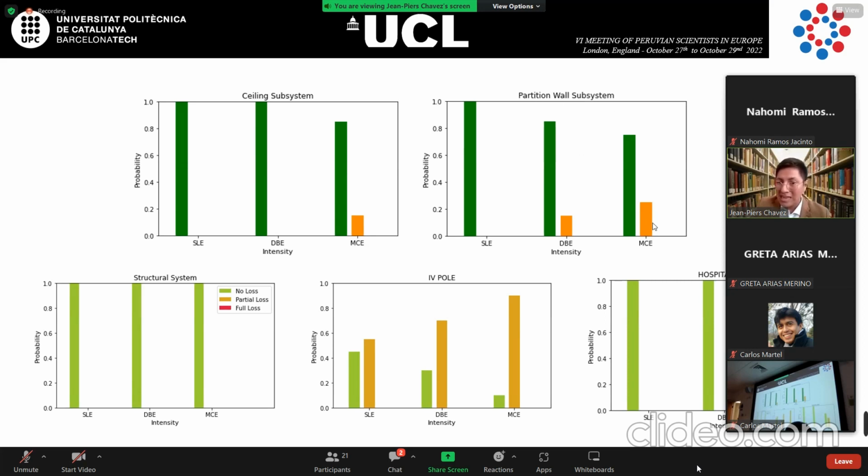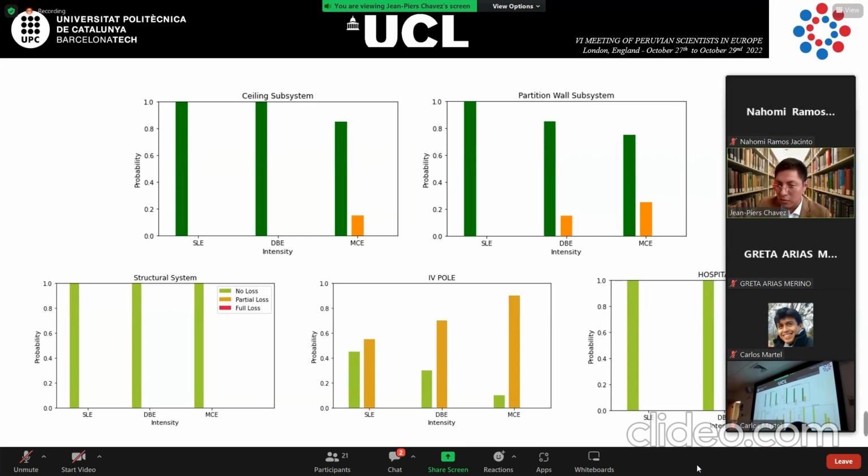In the partition wall subsystem, I have damage in the normal earthquake, the design earthquake, and the maximum considered earthquake. And then I have more damage in medical equipment, like a 4-pole or hospital bed. For example, in this case, in the 4-pole, I have maybe 70% damage in the design-based earthquake, sorry, and maybe 90% damage in the maximum considered earthquake, in the hospital bed as well.